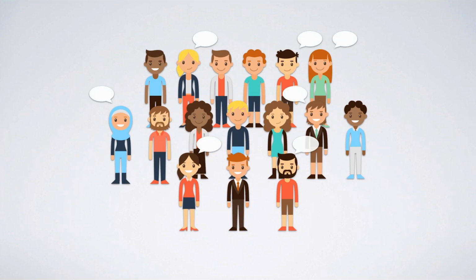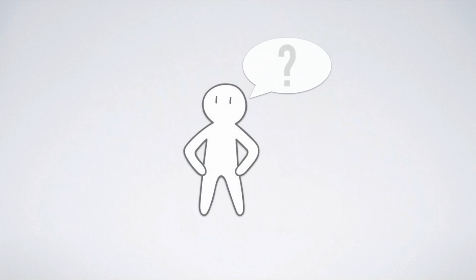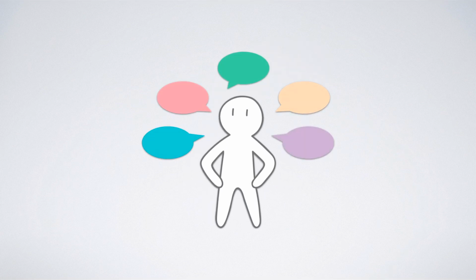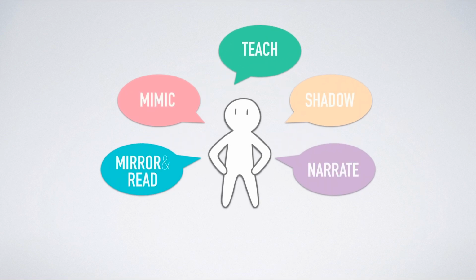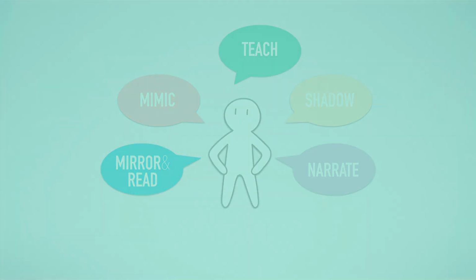There are millions of English learners across the world. Everyone wants to speak English, but the problem is you don't have anyone to speak with, like a native English speaker. So how do you study English when you're alone? Well, there are 5 methods to studying English without a native English speaker. They are mirror and read, mimic, teach, shadow, and narrate. And today I will teach you how to do each of them.